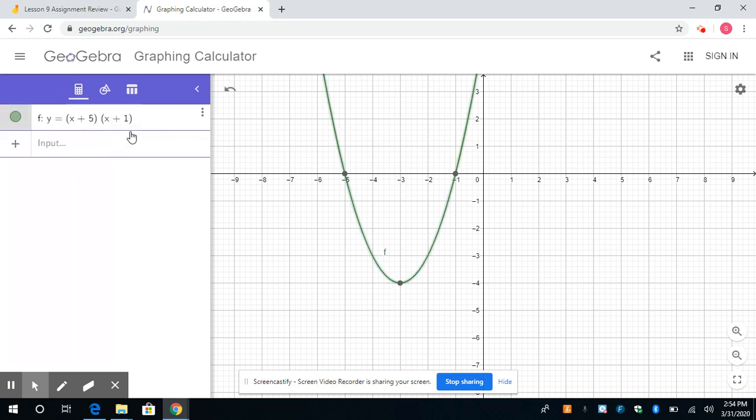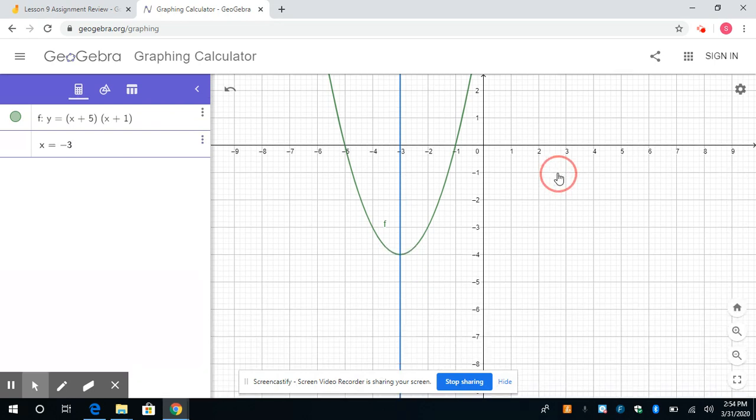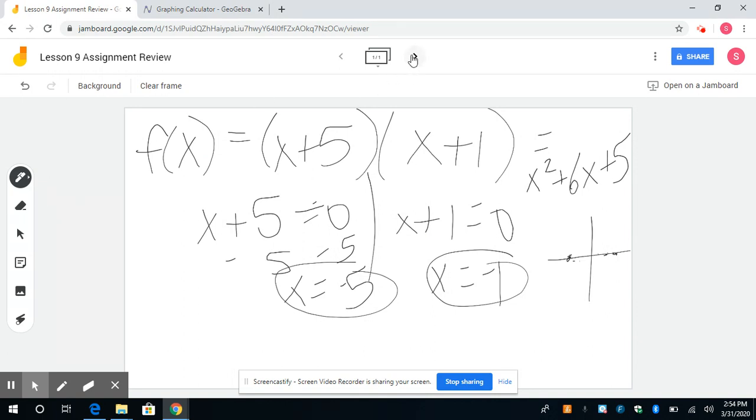So if I were to plot that, I'll show you. My axis of symmetry is x equals -3. It's that x value of my vertex, basically. So my blue line right there is that axis of symmetry, because it splits the parabola symmetrically in half.